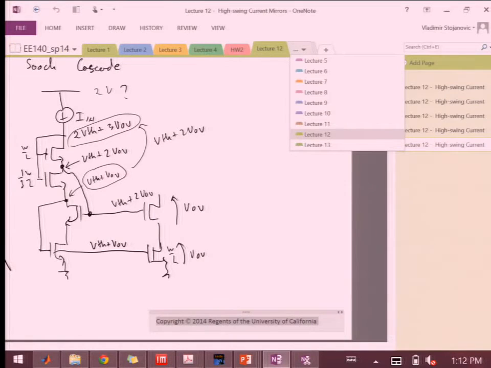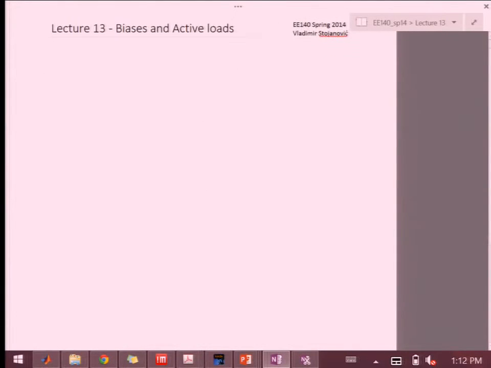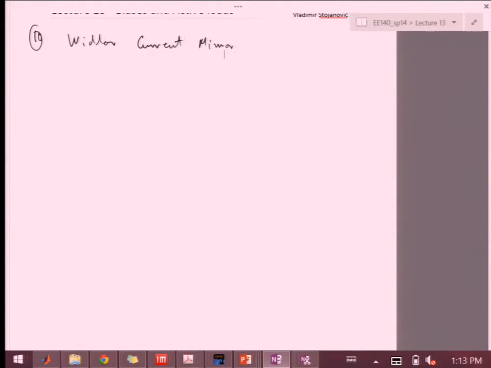So what we're going to do today is move to the biases and active loads. But before I dive into that, I just want to cover one more type of current mirror, especially because we're going to be seeing it in desirable and undesirable scenarios when we talk about biasing in general. And so this is a Widlar current mirror. When I draw it, maybe some of you will recognize it.